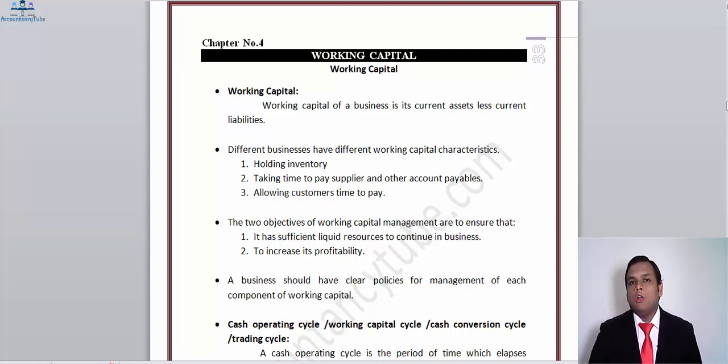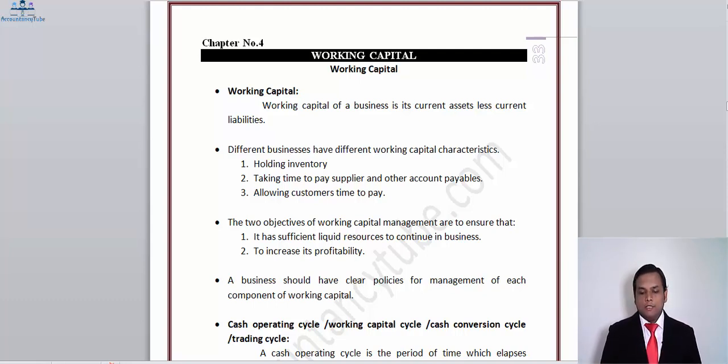Now, working capital in your lecture notes goes from chapter number 4 to chapter number 7. So let's start with it. If you come to page number 33 of your lecture notes, we have got the start of chapter number 4. The name of the chapter is itself working capital. So let's see what working capital really is.